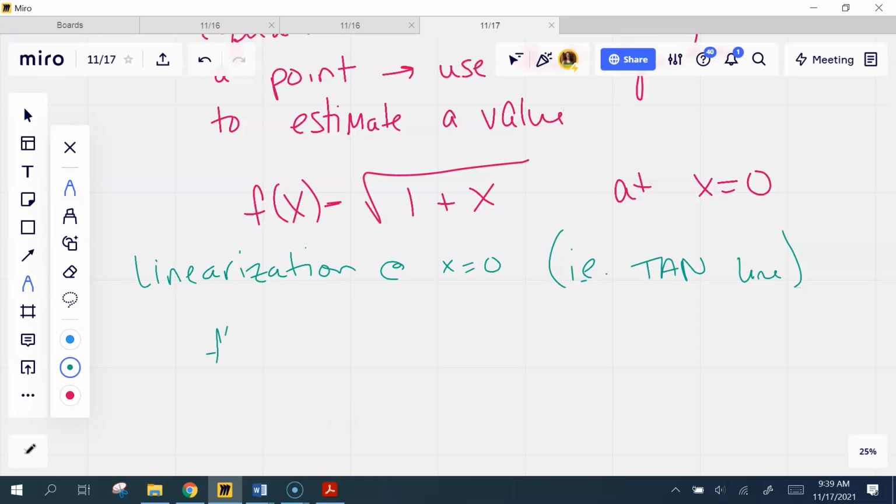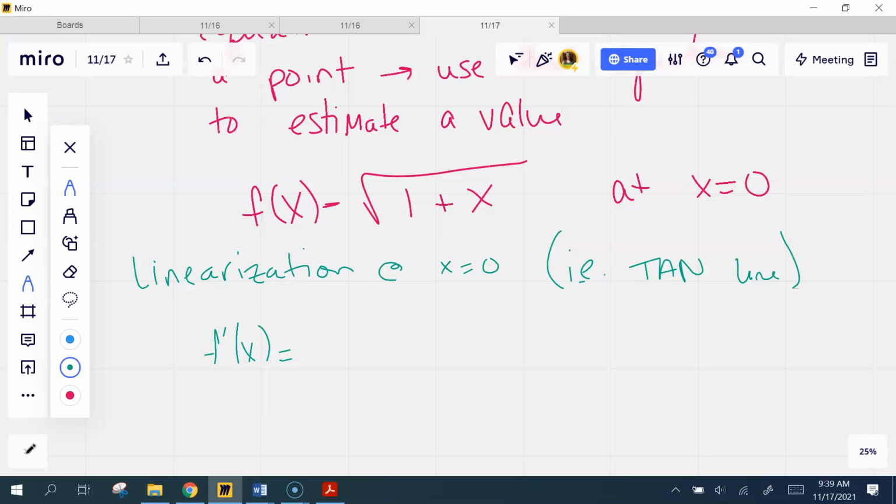Let's find the derivative of f. There is no chain rule. Okay, so 1/2, 1 plus x, negative 1/2. Chain rule, but it's just 1, like you said. That's the derivative. Don't forget, don't set it equal to 0. We plug in 0 because it's at x equals 0.